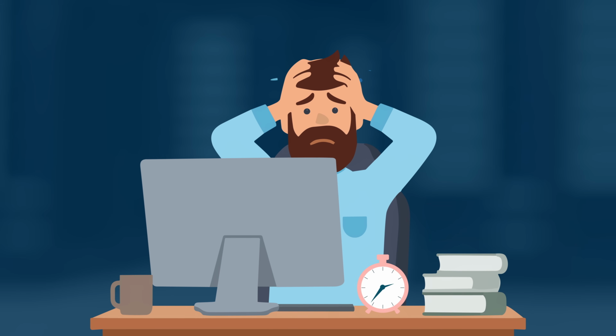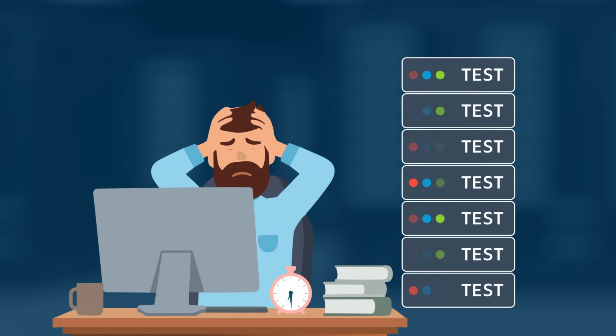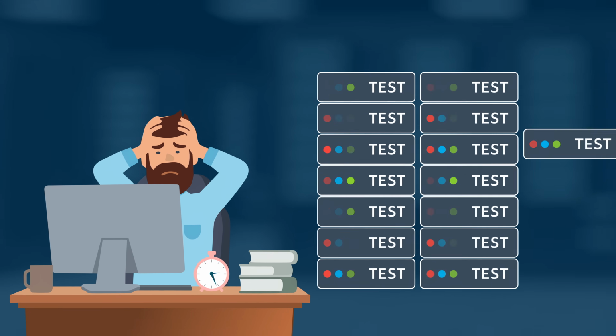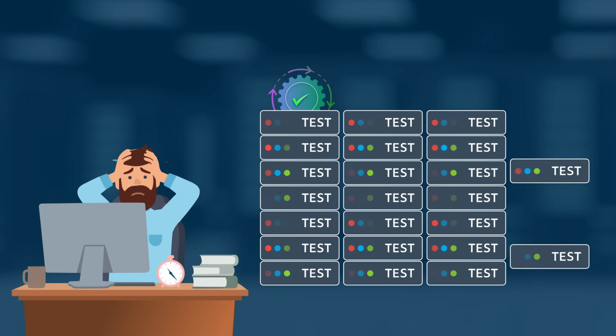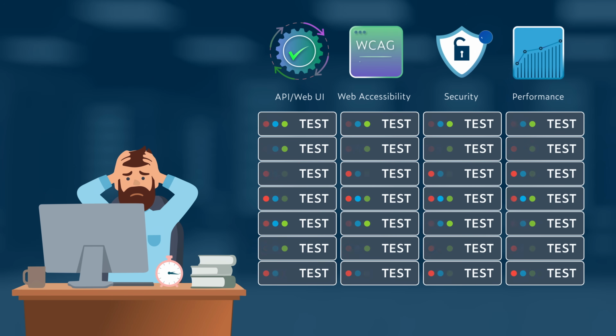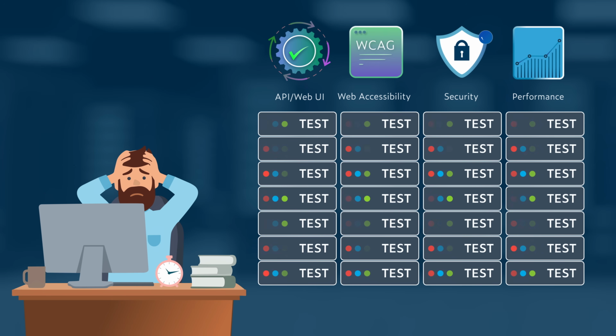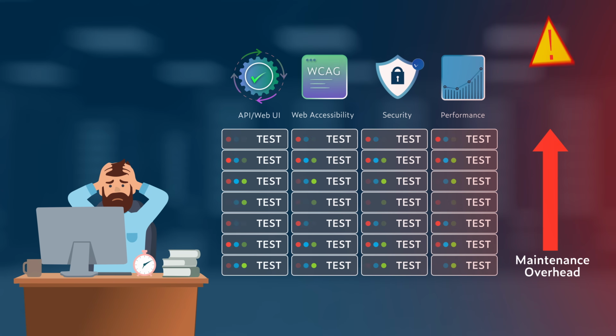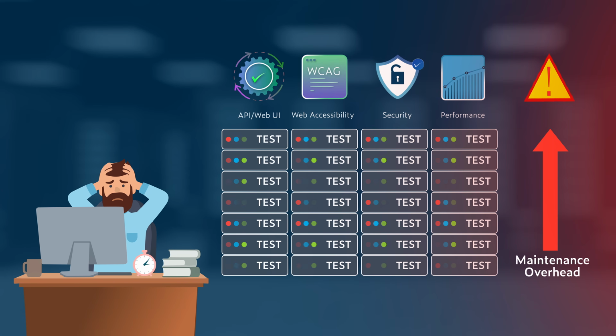Testing teams spend countless hours designing and maintaining API and UI functional tests. But when it's time to validate performance, security, or accessibility, many teams start over, building entirely new tests for each discipline. This means duplicated work and increased maintenance overhead.